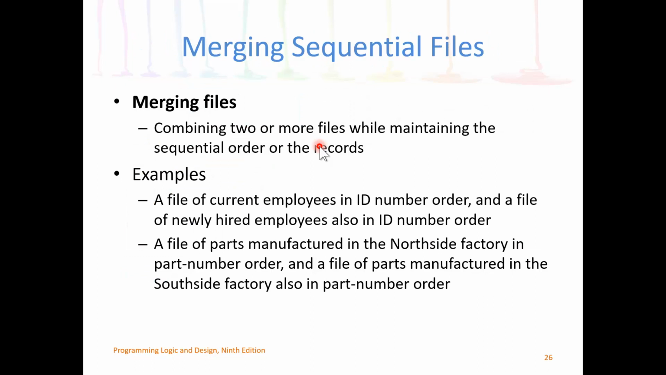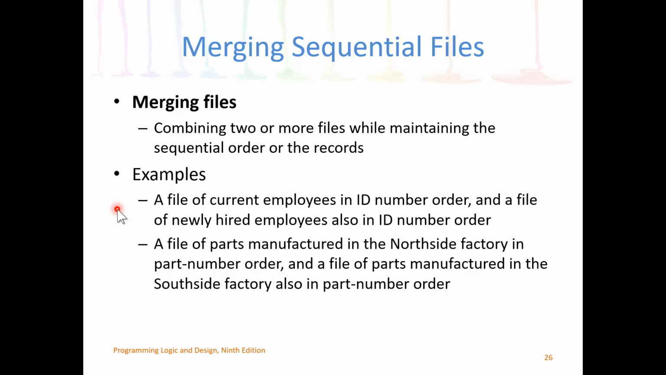Merging sequential files. That's another thing you may want to do. You may have 2 data files with the same fields that are sorted in the same order, and you want to update the data in the main file from the transaction file. So basically what you have to do here is keep processing until you hit end of file of both files. You're going to have 3 files open, 2 input files and 1 output file.